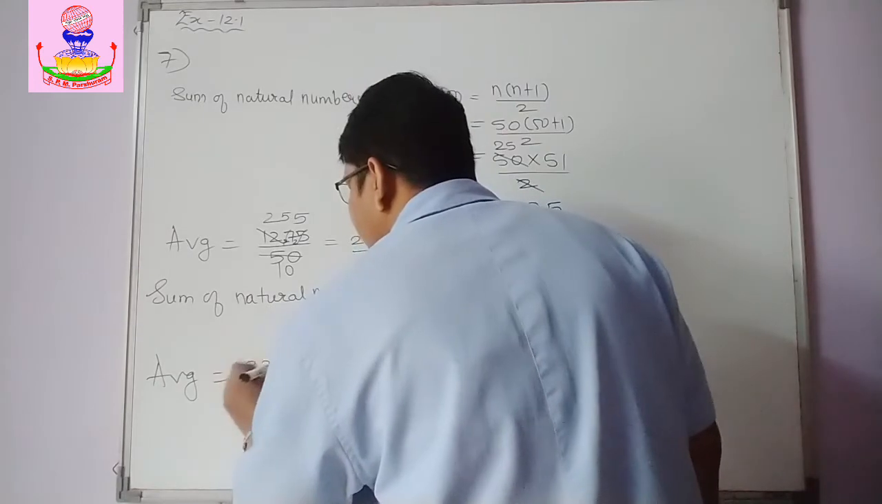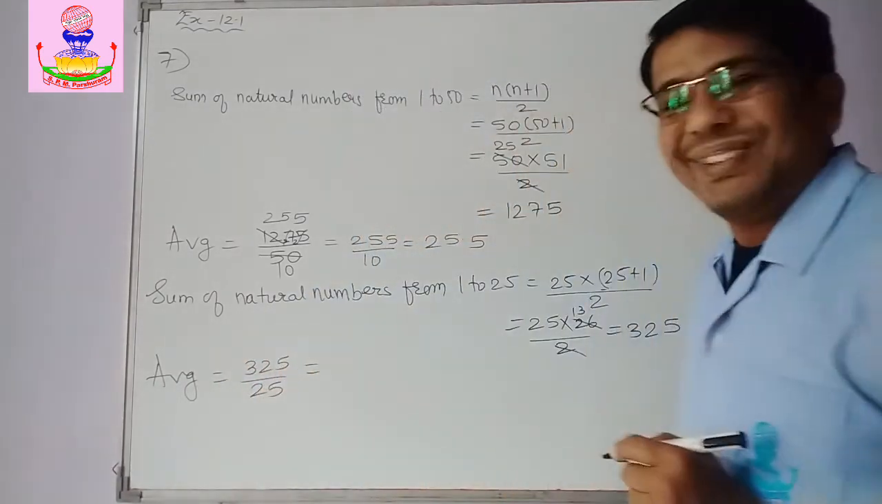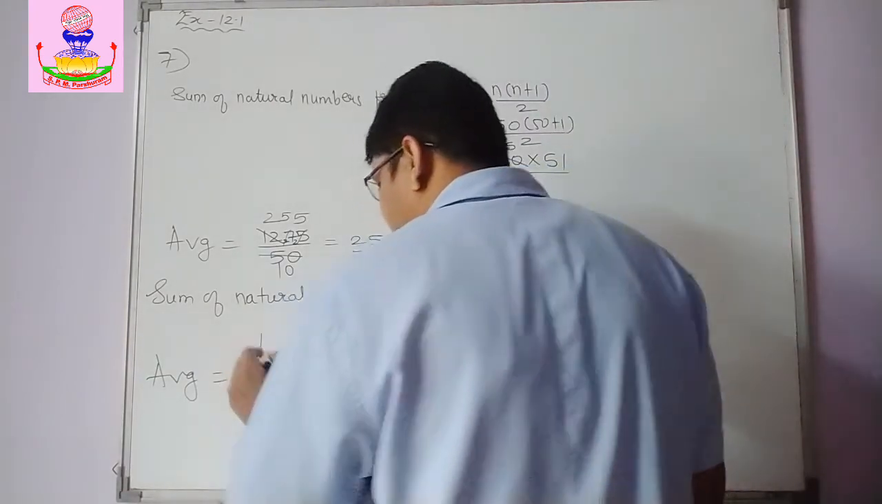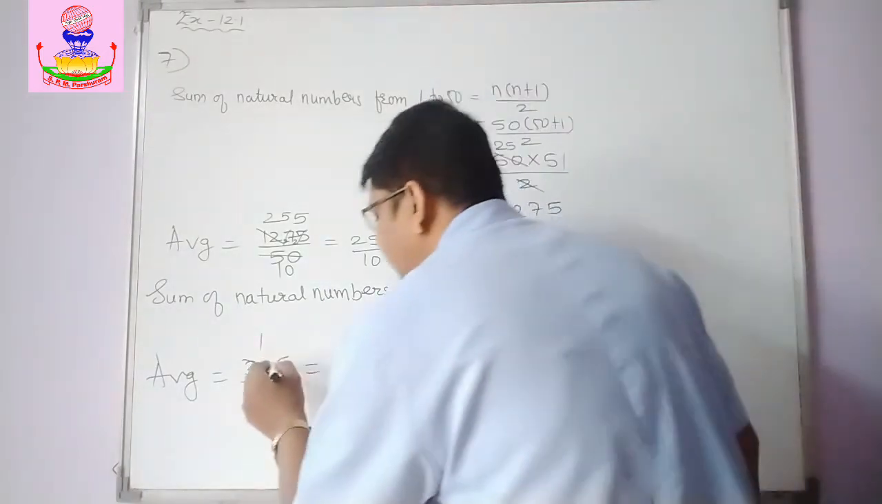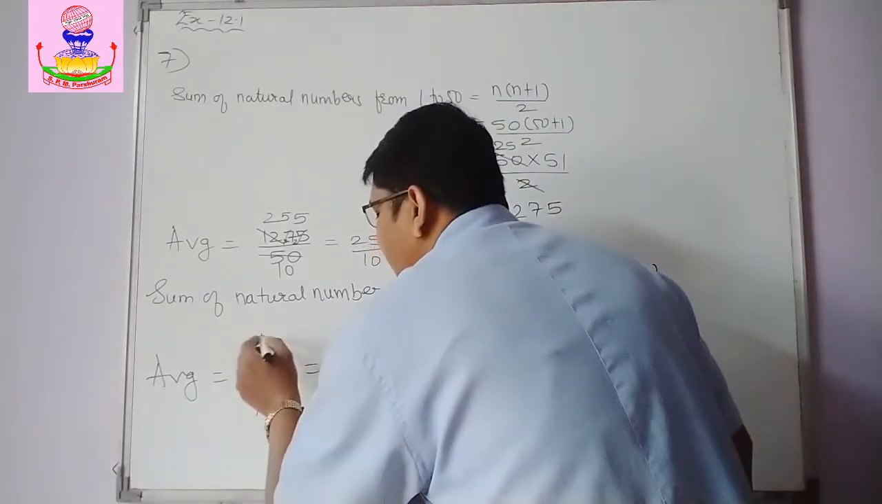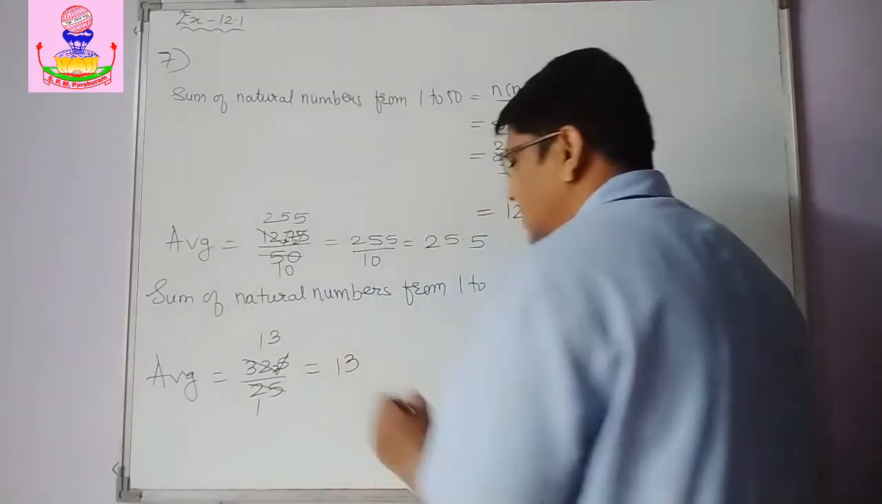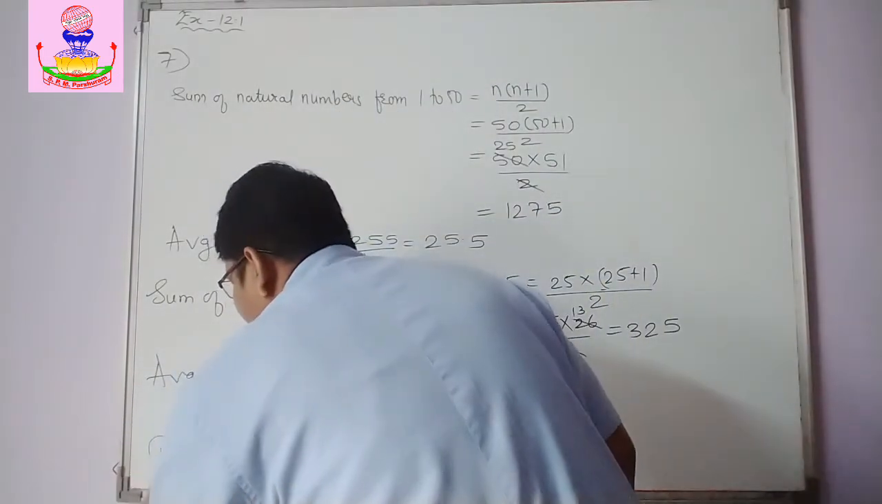Now average will be what? 325 upon 25. Okay. Now 25 under 25, 25 under 25. 32 minus 25, 7. So 75. So 25 threes are 75. So average is 13.